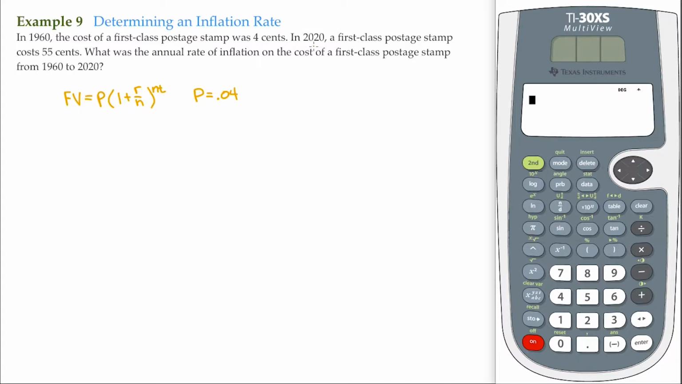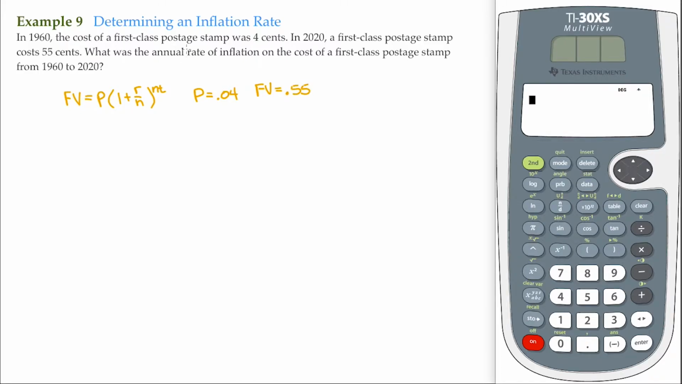In 2020, a first-class postage stamp cost 55 cents. So it initially started at this, ended up at this. So this is our future value. So we'll put down our future value of 0.55 of a dollar, 55 cents.